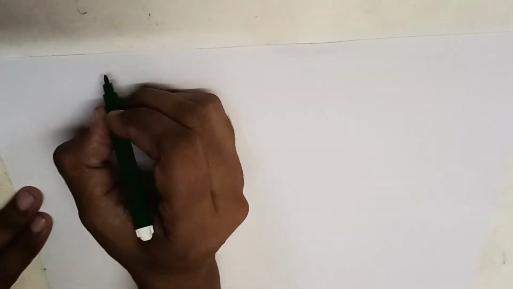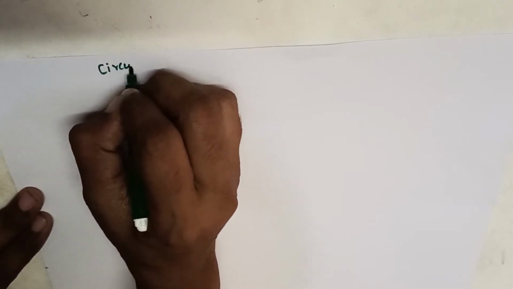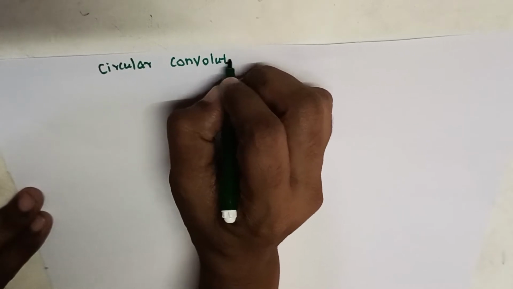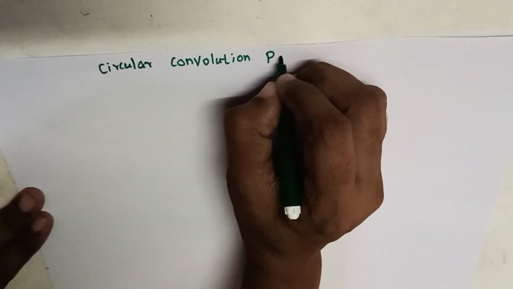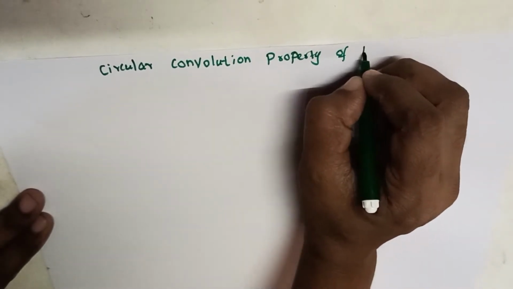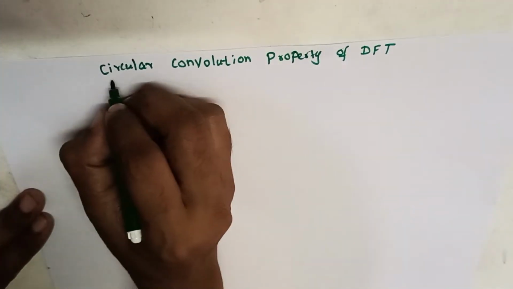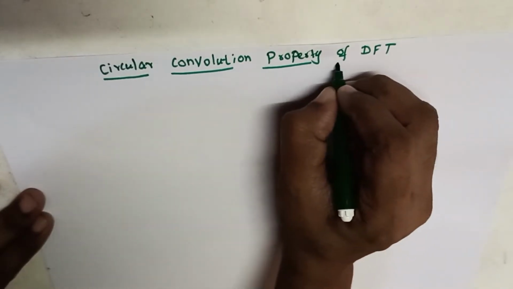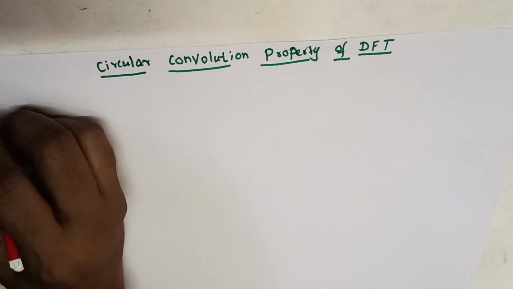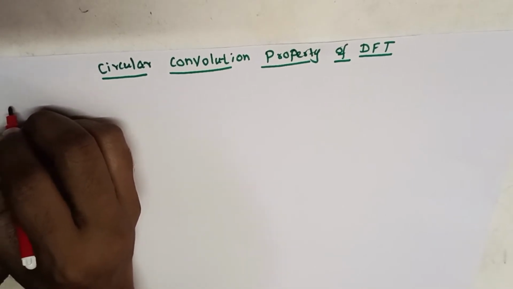Good day, students. In this lecture, we are going to learn the circular convolution property of DFT. See, this is a very important property of discrete Fourier transform. It's one of the important properties of discrete Fourier transform. Let's look into the statement of it.